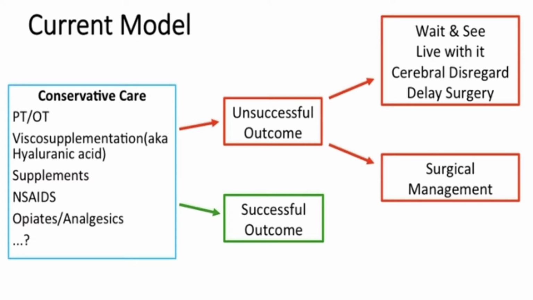So the current model, let's go back to our case studies. The patient gets hurt. As long as it's not traumatic and they need surgery right away, usually they start with conservative care. Under conservative care, we have PT and OT, viscosupplementation, NSAIDs, opiates and analgesics, and is there anything else anyone could think of? I'm glad you said it. Yes, corticosteroids. After conservative care, you have 2 outcomes, either a successful outcome and you go back to your sport or whatever you want to do, or you have an unsuccessful outcome. Then you could either have surgery or the option to wait and see, live with it. We could try to teach the patient about pain science and that their pain is just in the brain, or delay surgery.